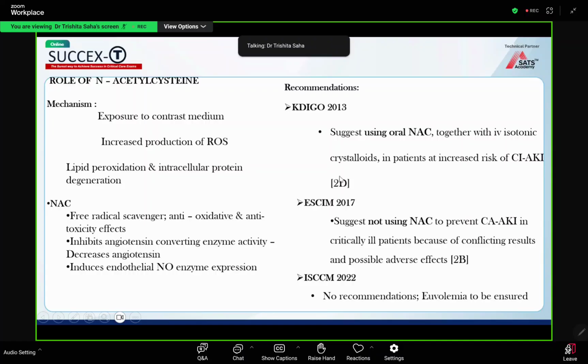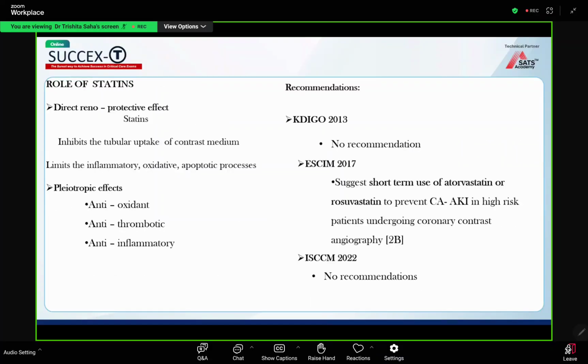But though KDIGO suggests using oral NAC together with IV isotonic fluid in patients at increased risk of contrast-induced AKI, the ESICM guideline does not suggest NAC to prevent contrast-induced AKI in critically ill patients because of conflicting results and possible adverse effects. For the ICCM guidelines, no recommendation has been made, only euvolemia to be ensured. Then, any role of statins?